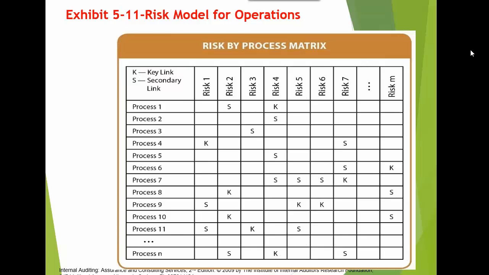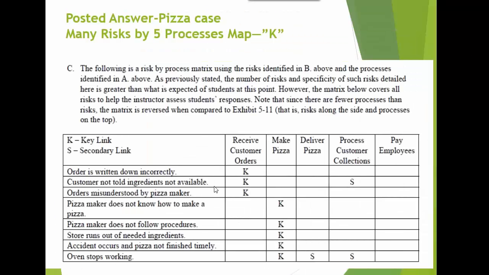this here, down here. Okay, so this is key risks as well as secondary. We're looking at the process map related to, I guess, a pizza place. You notice that a key risk is that the order is written down incorrectly. So the risk is if you order pepperoni pizza when in fact they wanted mushrooms, that's a problem. Customer not told the ingredients are not available, so they order pepperoni. We agree to do pepperoni, but guess what? We don't have pepperoni. Okay, so that's a key risk. Order misunderstood by the pizza maker. Key risk.